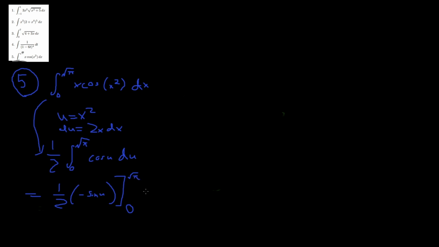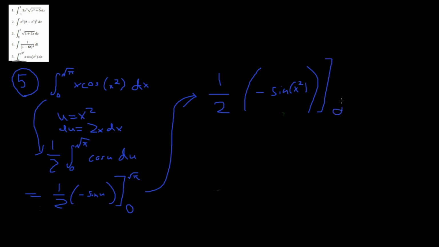So we come back here, if we substitute back x squared for u, we would get 1/2 times negative sine x squared evaluated from 0 to square root of pi. And now we can plug in these two values, so this eventually becomes negative sine of pi over 2 minus negative sine 0 over 2.